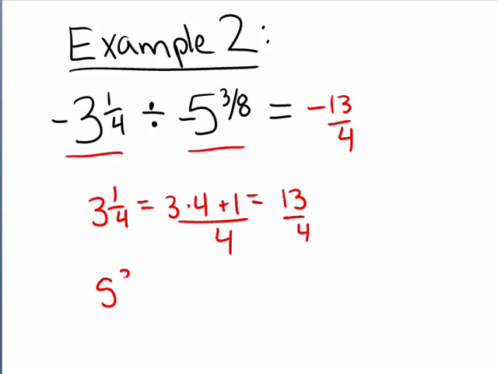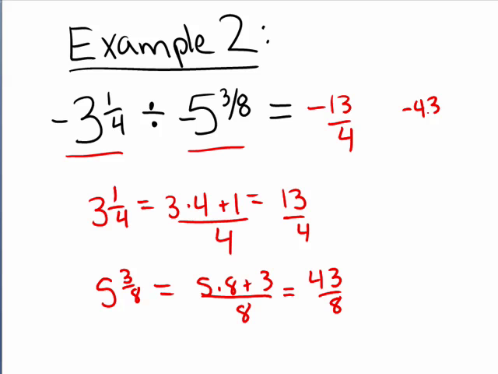And similarly, I need to change 5 3/8 into an improper fraction. 5 times 8 plus 3 all over 8 is 43 over 8. So 5 3/8 is really 43 over 8. Negative 5 3/8 would really be negative 43 over 8. And I am now dividing negative 13/4 divided by negative 43/8.